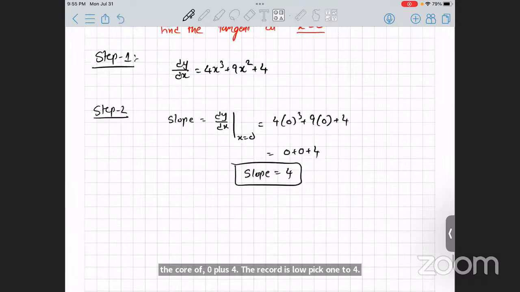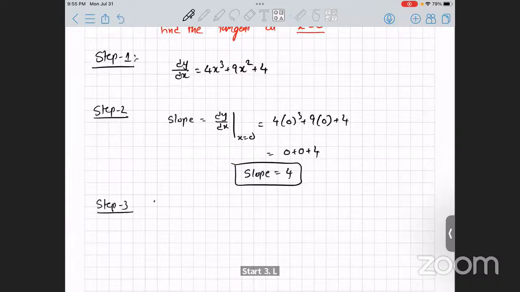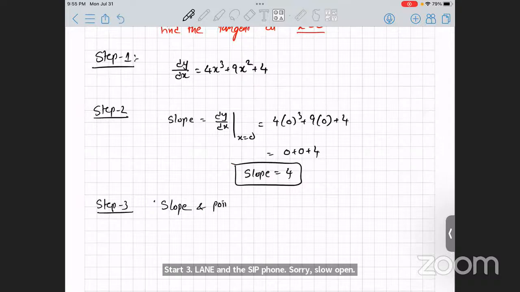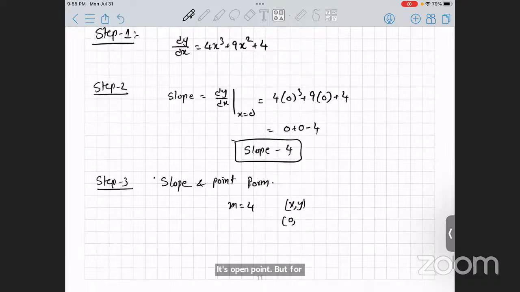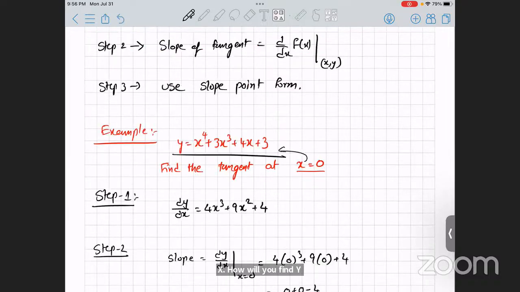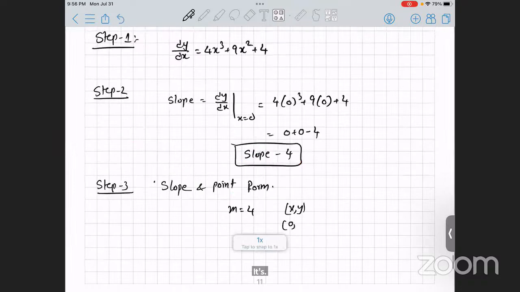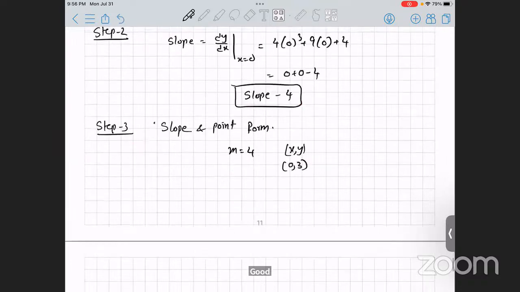Step 3. Slope point form. Slope m equal to 4. But for a point you need x comma y. You only have x. How will you find y? Put the x value 0 in the first equation and get y. So y equal to 3. Now use slope point form: m into x minus x1 equal to y minus y1. 4 into x minus 0 equal to y minus 3. y equal to 4x plus 3.